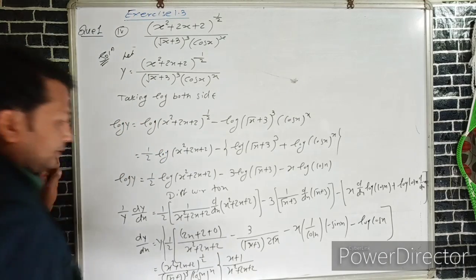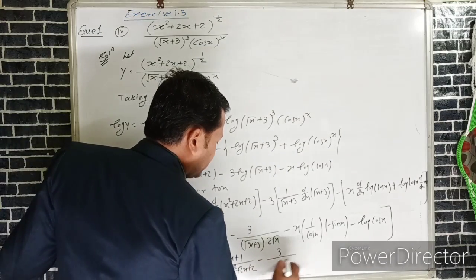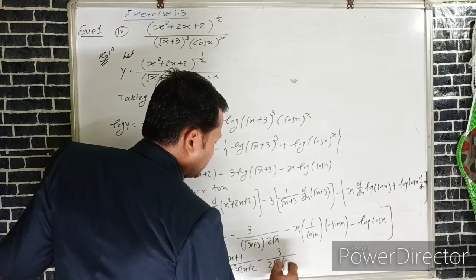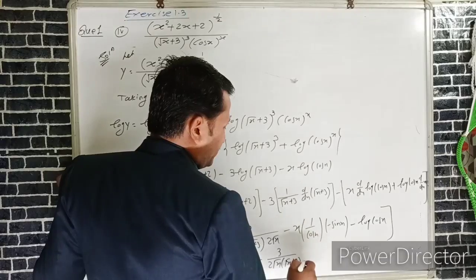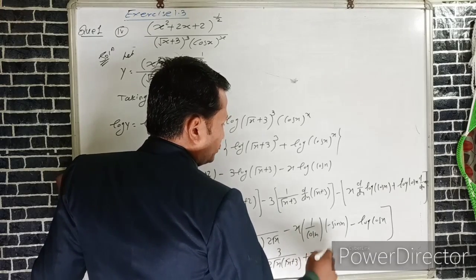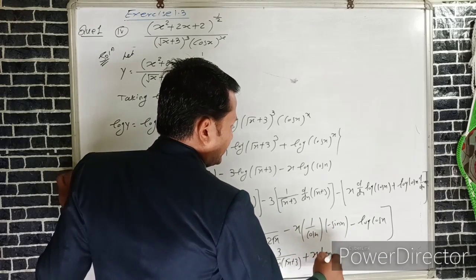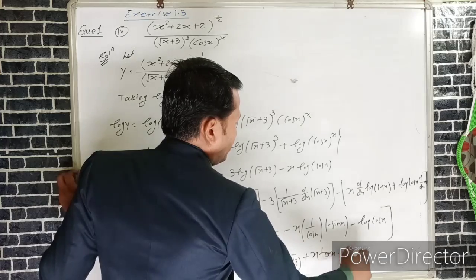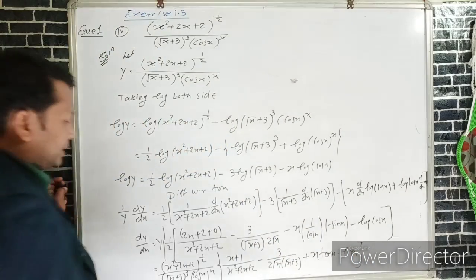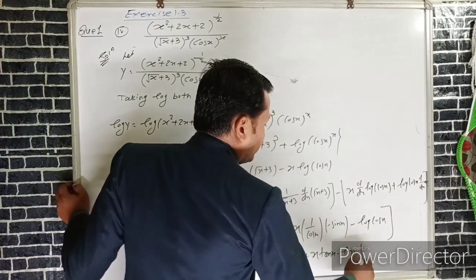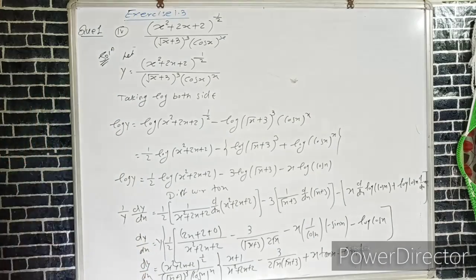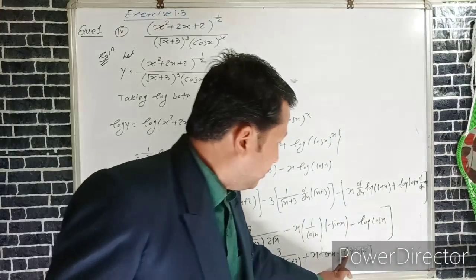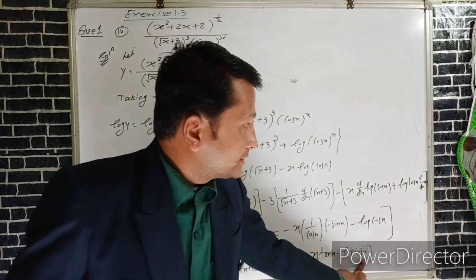Now again, minus 3 upon 2 under root x into under root x plus 3. Here, minus minus plus, x into sin x upon cos x is tan x minus log of x, which is a required derivative of the given function y, dy upon dx. Here, log of cos x.